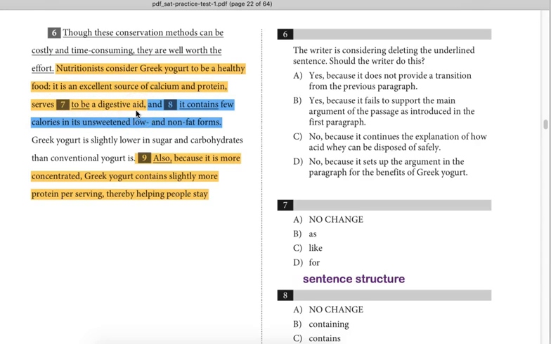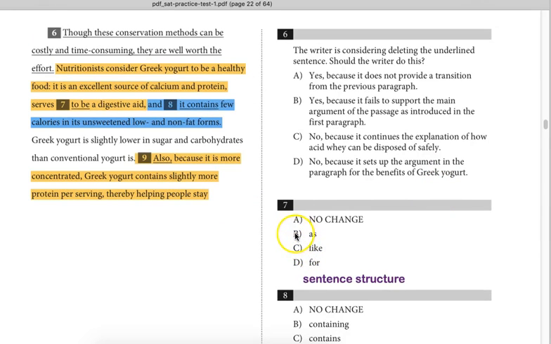Okay. Well, what's wrong with this picture here? Well, nutritionists consider Greek yogurt to be a healthy food. And here's a good use of a colon, because a colon will introduce a clause that explains or defines or clarifies what comes before it. It is an excellent source of calcium and protein, serves blank a digestive aid, and it contains few calories in its unsweetened, low, and non-fat forms. The correct word here would be as. Serves as a digestive aid.